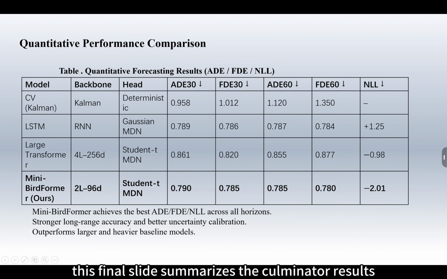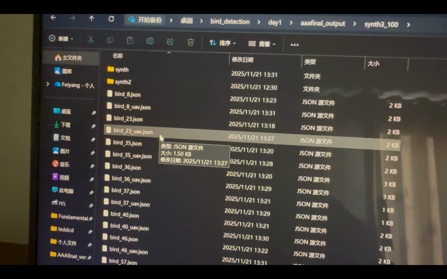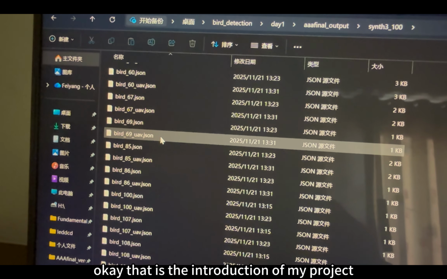This final slide summarizes the quantitative results. MiniFormer achieves the best ADE, FDE, and NLL values, especially for long-range prediction and uncertainty calibration. This confirms that a lightweight transformer, combined with a Student-t MDN, is both effective and robust. Okay, that is the introduction of my project.